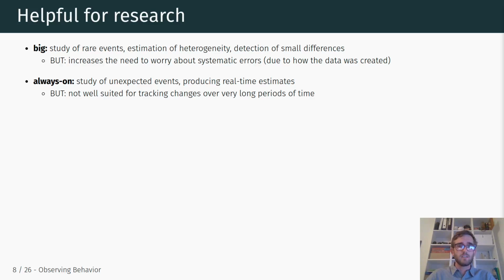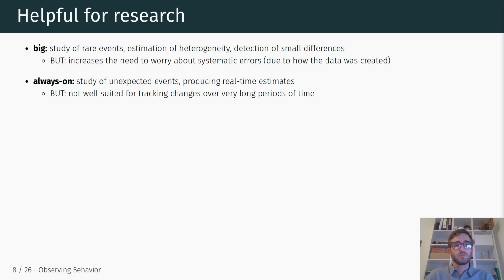The second advantageous aspect of big data is that it's always on. That means that these data are collected continuously. They're not collected for a specific study or a specific survey, but they're continuously producing real-time data points.